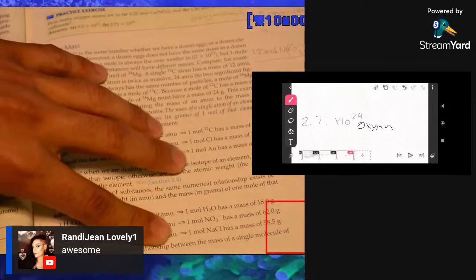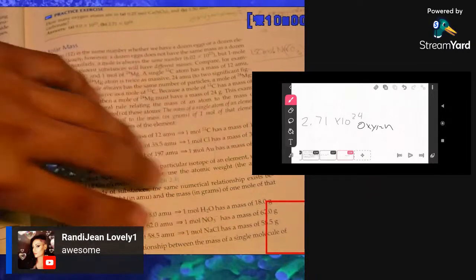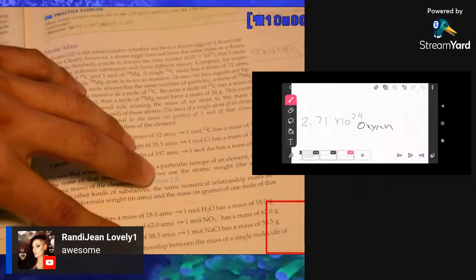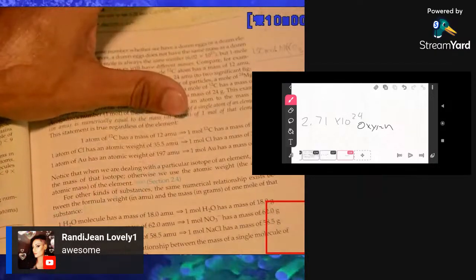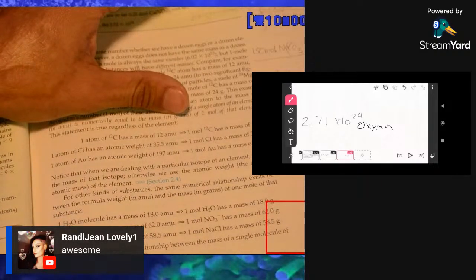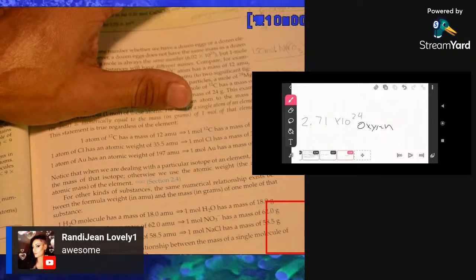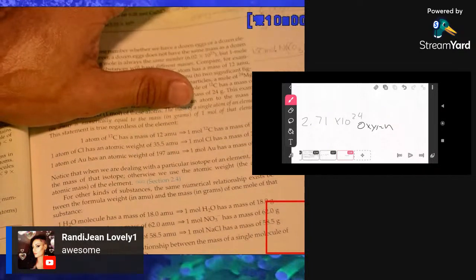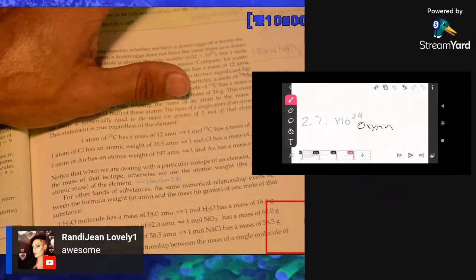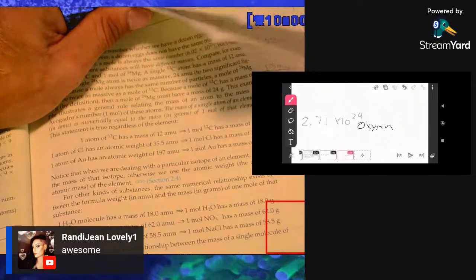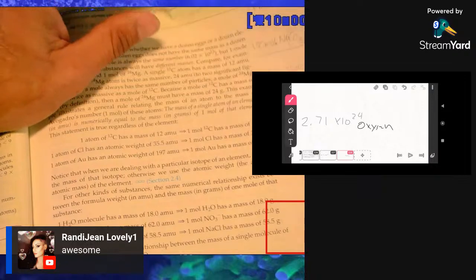Illustrate the relationship between the mass of a single molecule of H2O and a mole of H2O. Which has more mass, a mole of water, H2O, or a mole of glucose, C6H12O6? Glucose, obviously. Which contains more molecules, a mole of water or a mole of glucose? They both contain the same amount of molecules.